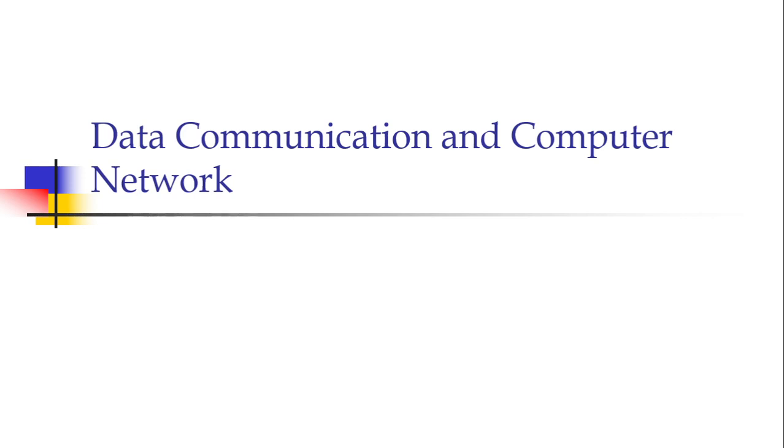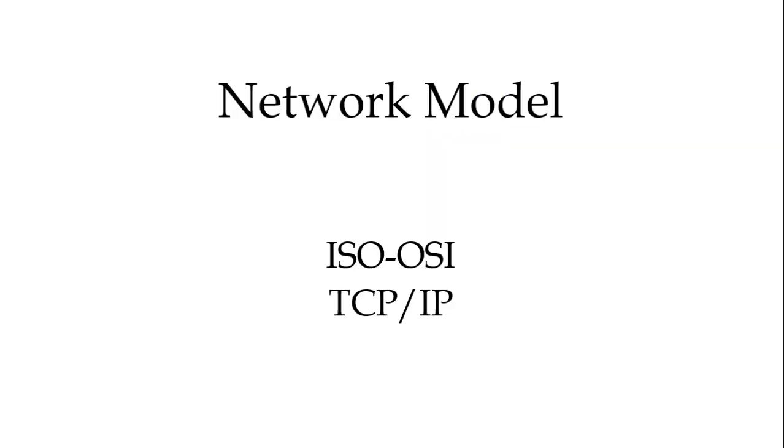Okay. In today's lecture, I am going to talk about the different network models present in data communication and computer network. Okay, let's start with that topic. So basically, in a computer network, there are two popular network models available. One is your ISO OSI reference model. Another one is your TCP/IP protocols.